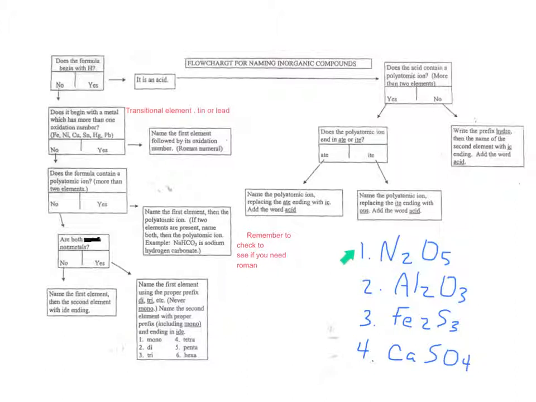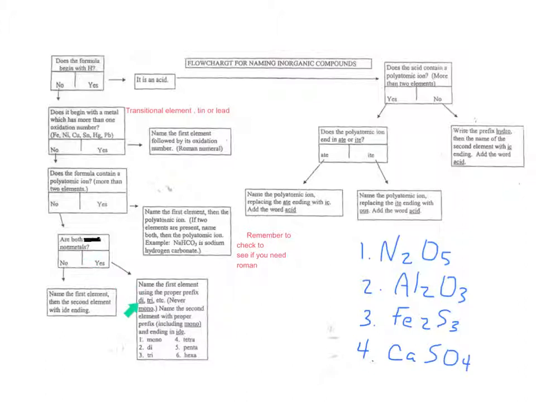As we look at number 1, I'm going to go through a series of questions for us to answer yes or no. So we're looking at number 1, N2O5. Does the formula begin with H? Well, the answer is no. So we follow down. Does it begin with a metal which has more than one oxidation number? In other words, a transition element, or the element tin or lead. This is nitrogen, so the answer to that's no. Does it contain a polyatomic ion, more than 2 elements? No, it does not. Are both of these nonmetals? Nitrogen's a nonmetal and oxygen's a nonmetal, so the answer is yes.